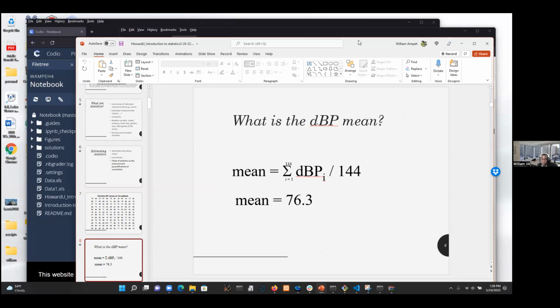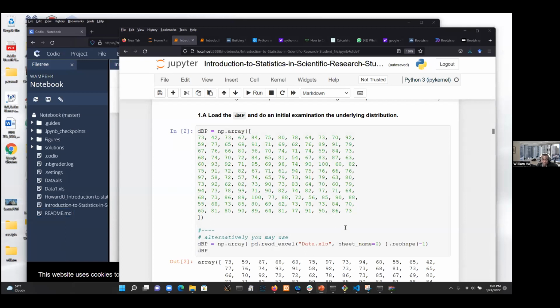So let's see how we go about doing that. Since it's just 1D data, which is more like a vector, I'm going to use a lightweight data type, which is the array. So I'm going to put everything in an array, and that's how you create it.